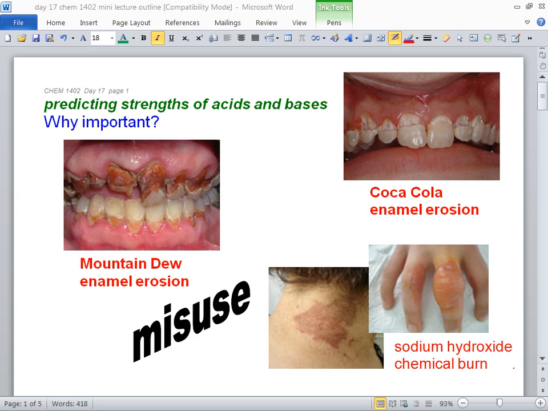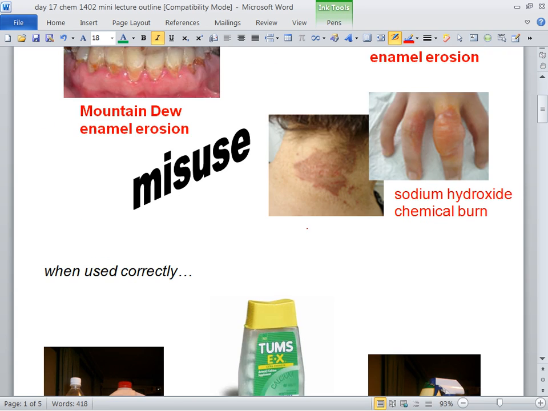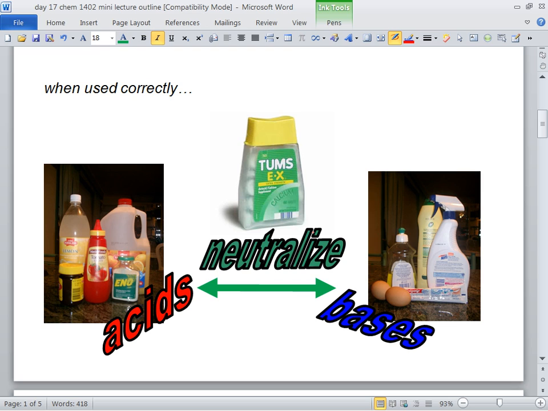This is really gross, right? You'd think the folks would realize I should probably brush my teeth after drinking soda, but I hate even looking at those pictures. So there's bad ways to handle acids and bases. It doesn't even have to be a strong acid or base, and they can cause some damage over time. So hopefully we're not going to be talking about misusing these things. We're talking more about using them correctly, right?